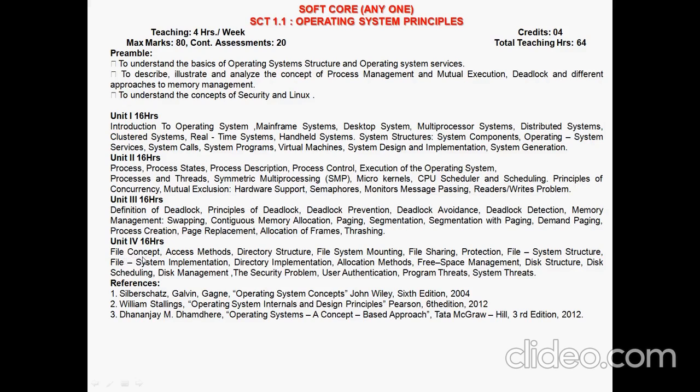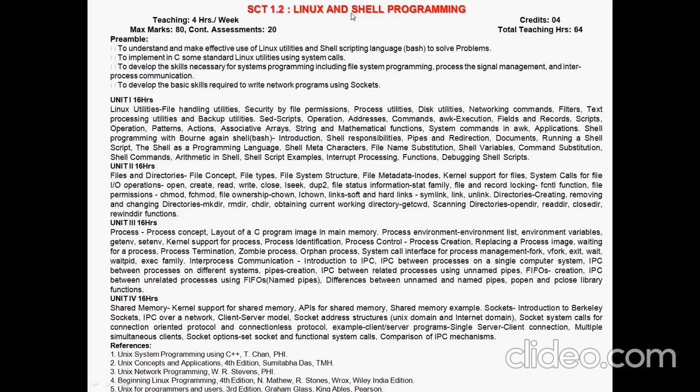Linux and shell programming again has 4 units. The first covers Linux, utilities of file handling, and an introduction to Linux and shell programming. The second unit is about files and directories. The third unit is about processes, and the fourth unit is about shared memory. And these are the reference books.